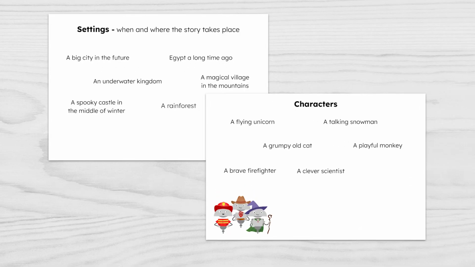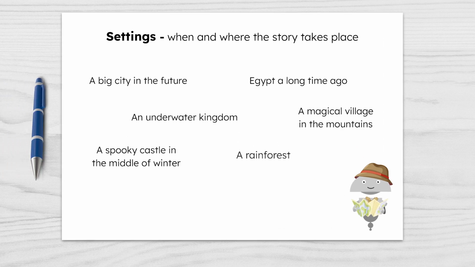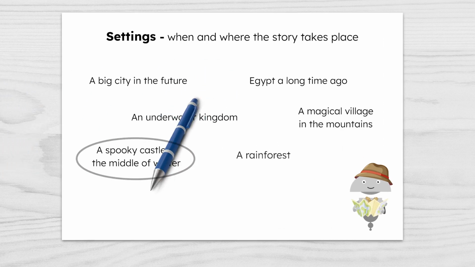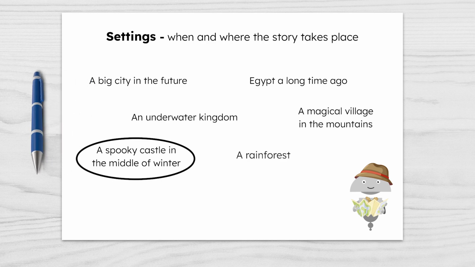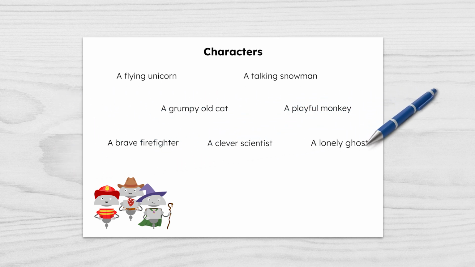And here's a useful tip. We can use what we just brainstormed for settings to help us come up with characters. Think about who could exist in these settings. What about a spooky castle in the middle of winter? What character might live there? Maybe a lonely ghost or a scary vampire.